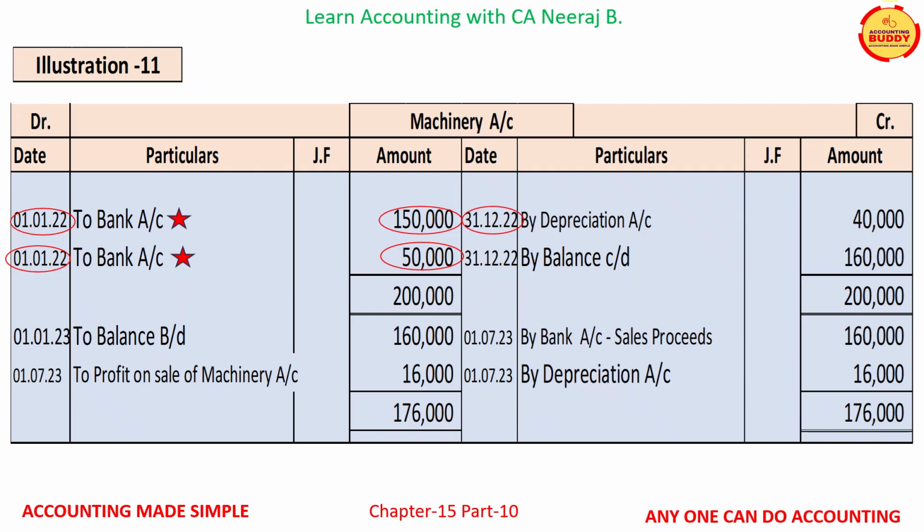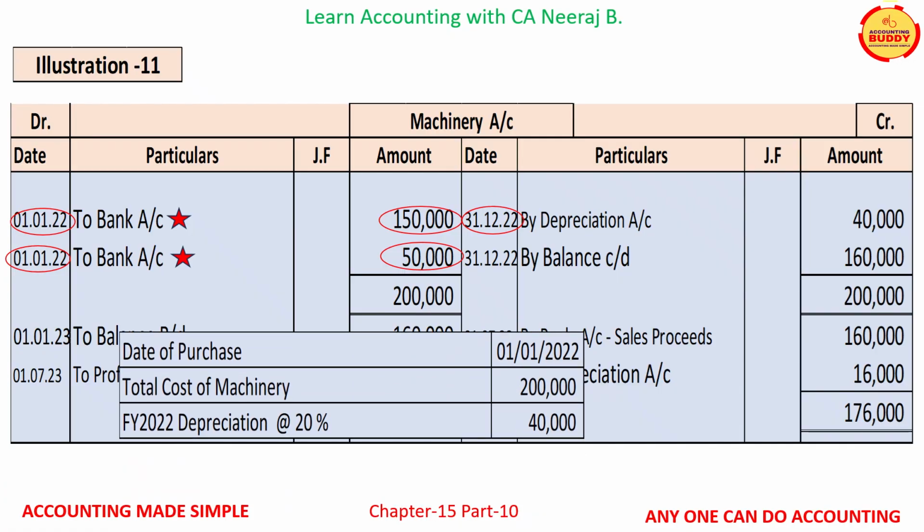On 31st December 2022, the depreciation for the financial year 2022 is provided at the rate of 20% on the total cost of $200,000 of the machinery. Therefore, $40,000 is posted on the credit side of the machinery account by writing the words by depreciation account.